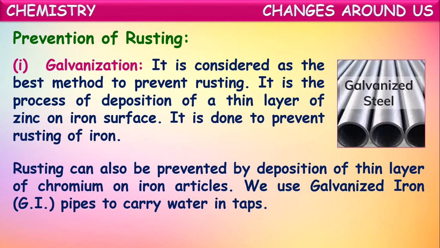One of them is coating with zinc. Coating of iron articles with zinc is called galvanization. Not only with zinc, with some other metals like nickel and chromium also iron articles are coated to prevent rusting.